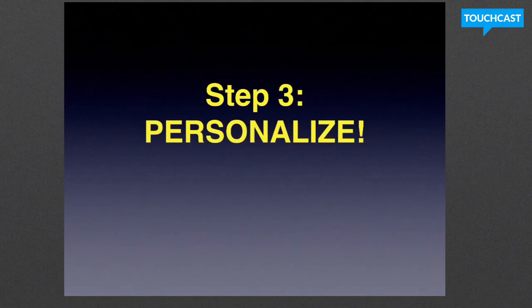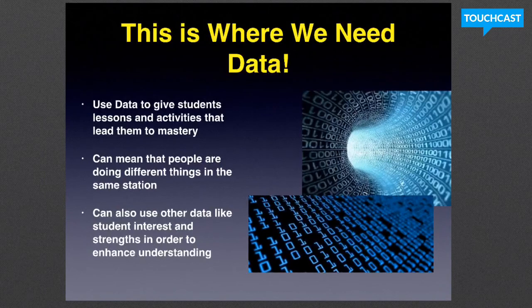So step 3, so now I've got students in stations, I'm giving them choices within those stations, and so step 3 is to personalize in those stations. So use data to give students lessons and activities that lead them to mastery of content, especially of the content that they need to master. And that can mean that people are doing different things in the same station. And you can also use other data like student interest and strengths in order to enhance understanding and enhance learning.